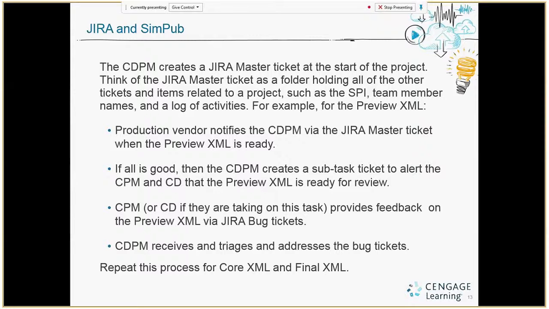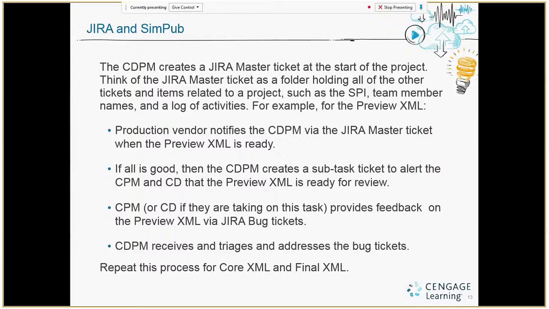So as an example, when we get to the preview XML stage, the production vendor will be notifying the CPM and CDPM through the JIRA master ticket that the preview XML has gone through QA checks and is now ready for Cengage review. The CDPM will start doing their review, and then if they feel that it is appropriate for the content developer and CPM to begin their section of review, they'll create a subtask ticket in JIRA to notify them that the preview XML is now ready.